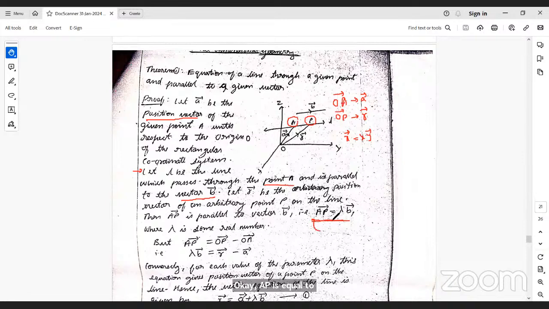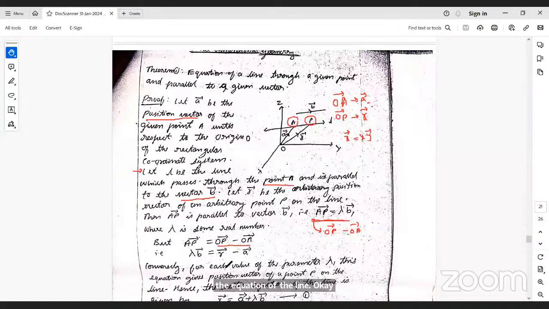And always when we are in vectors, we make use of AP. So AP can be written as OP minus OA. OP we know the position vector is R, and OA we know the position vector is A. So R minus A. And AP is equal to lambda B, so lambda B will be equal to R minus A. Or on simplifying, we can write R is equal to A plus lambda B, and this is the equation of the line.